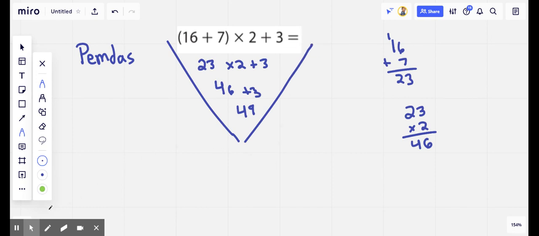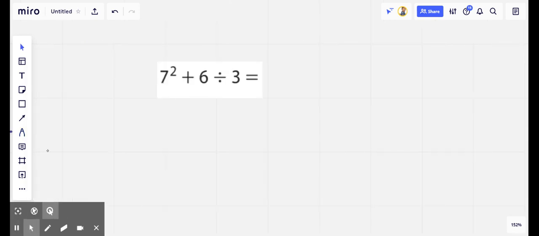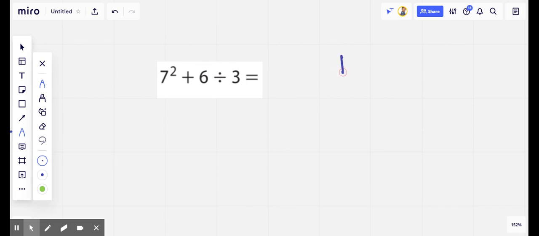All right, let's look at one more together. Here we have 7 squared plus 6 divided by 3. All right, let's write our PEMDAS over here so we can know step by step what to do. All right, well, there's no parentheses, but there is an exponent. So 7 squared, that's 7 times 7. And 7 times 7 is 49. Then I'm going to bring everything else down. So plus 6 divided by 3.